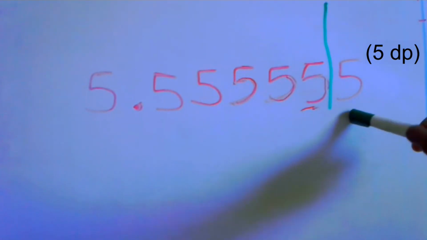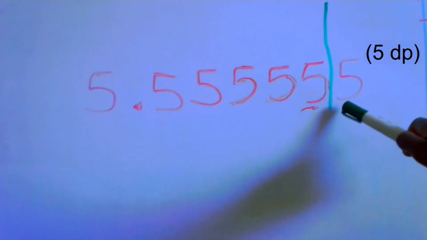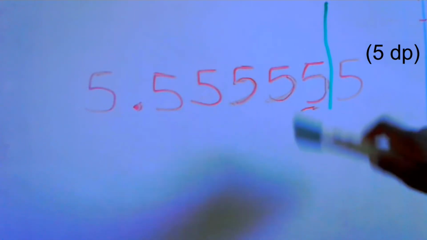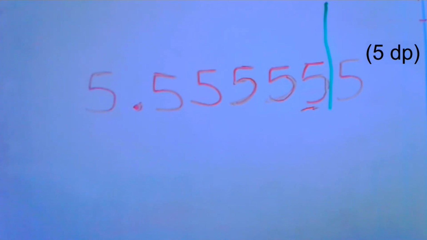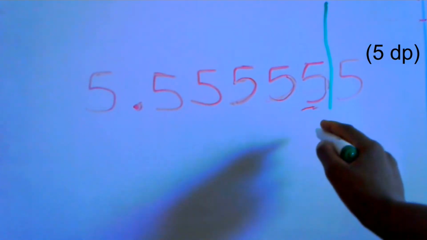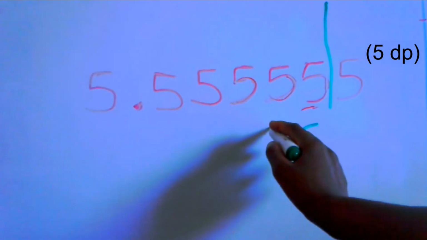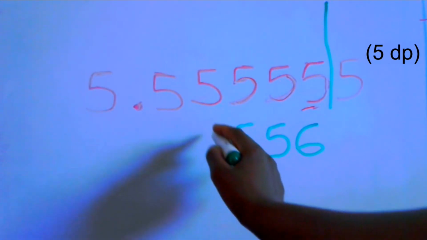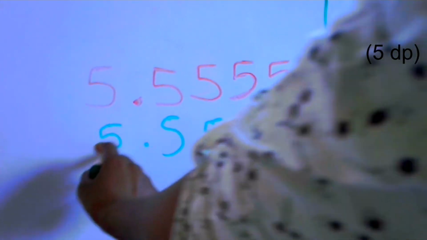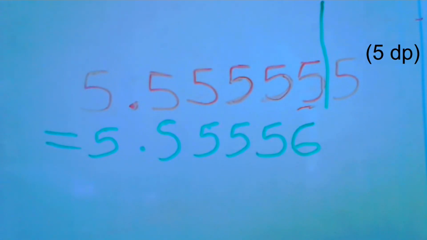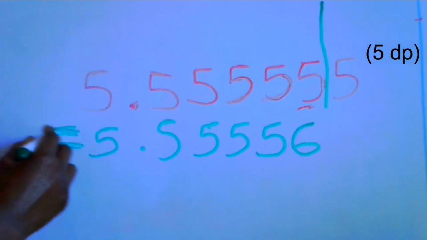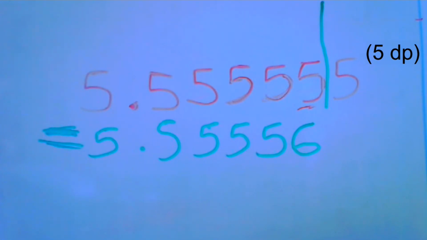So this 5, will it change this 5? Will it round it up or will it round it down? Definitely it will round it up. So this will change to a 6. Then we put the rest. So our answer is 5.55556.